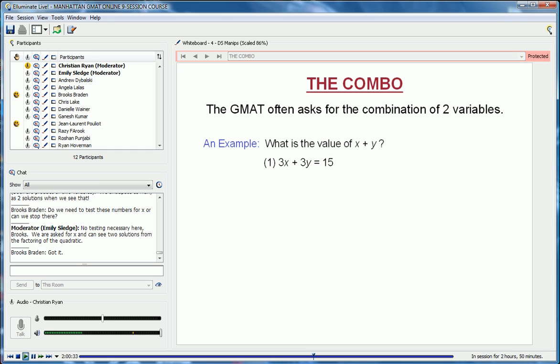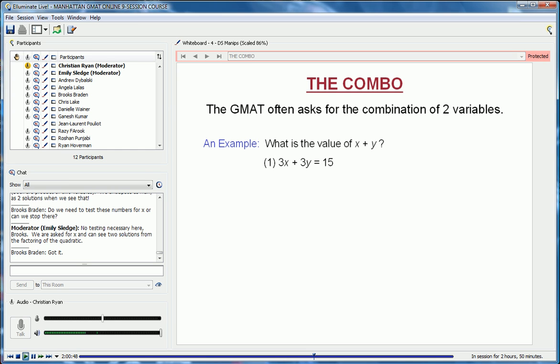Is the statement you now see sufficient to answer the question? I see some smiley faces. Awesome. And a couple of different ways you could do that.